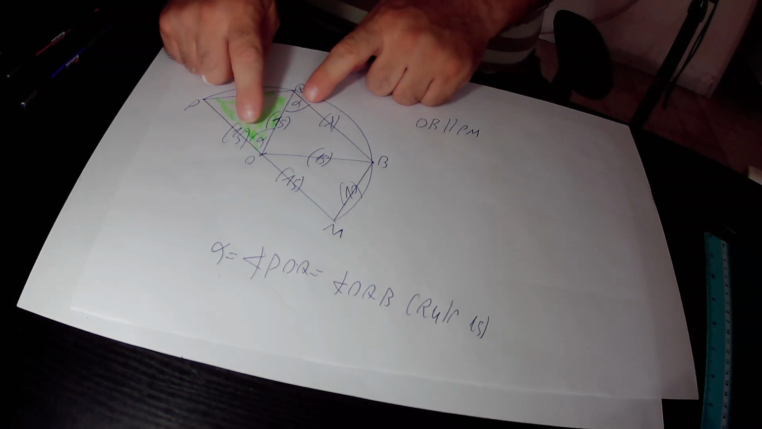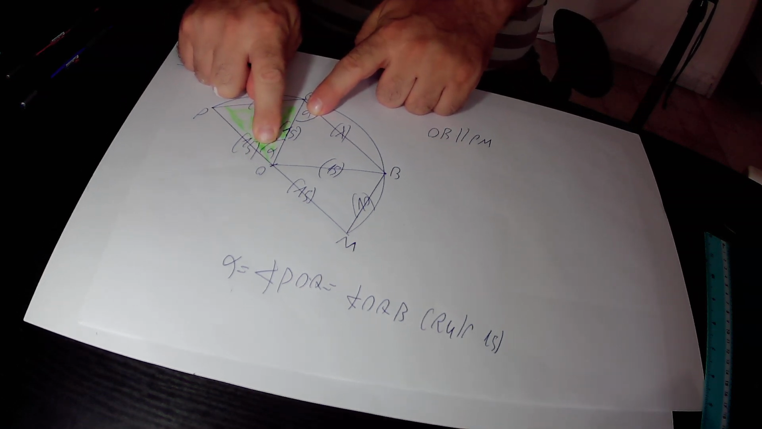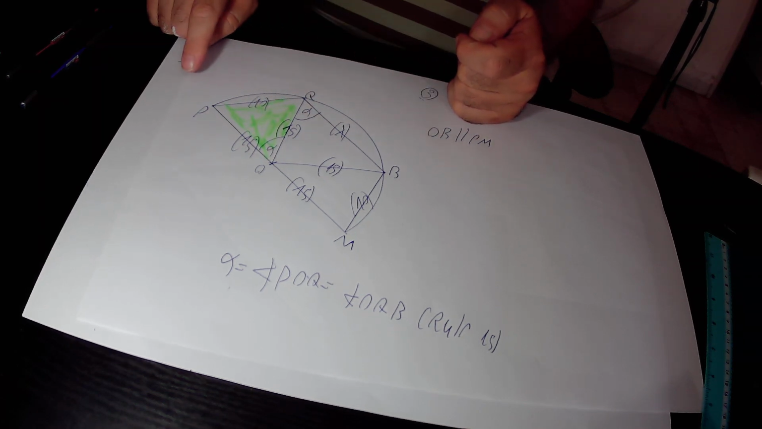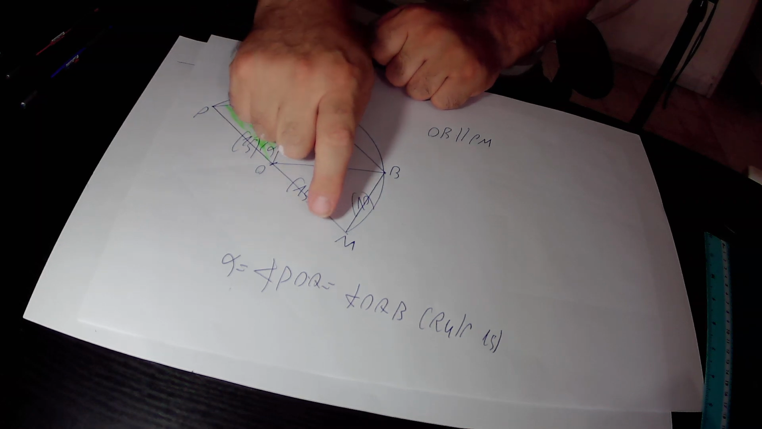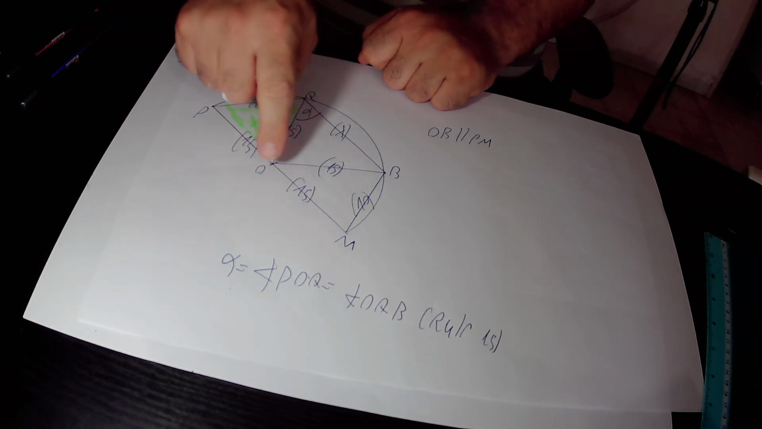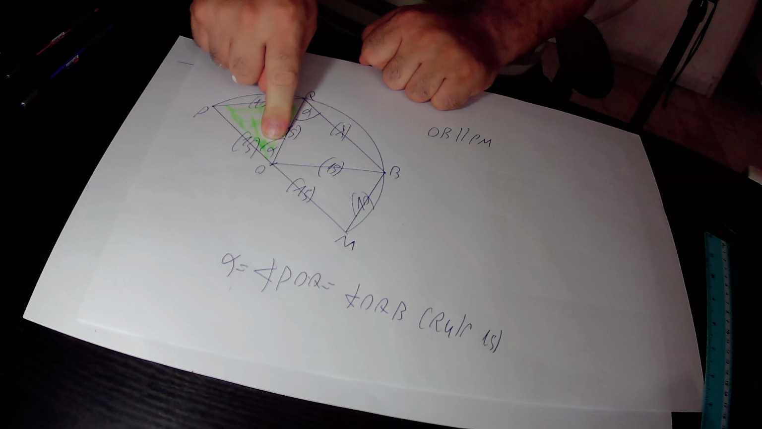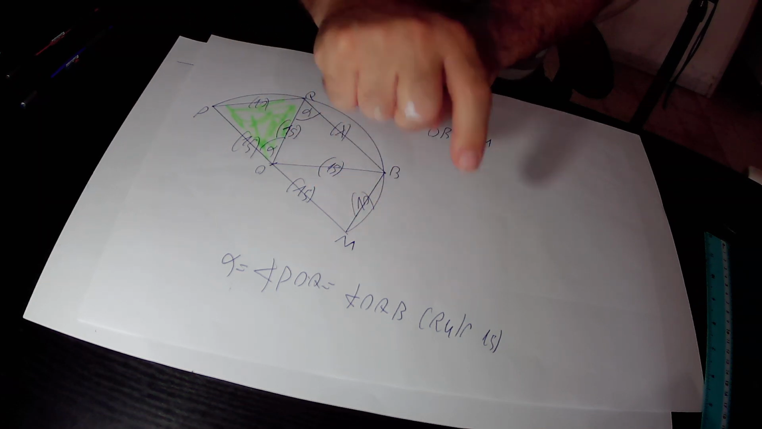So those two angles are defined as alternating angles, and they are located between the two parallels QB and PM, and therefore they are equal to each other in their sizes. Again, angle POQ is equal to angle OQB according to rule 15.